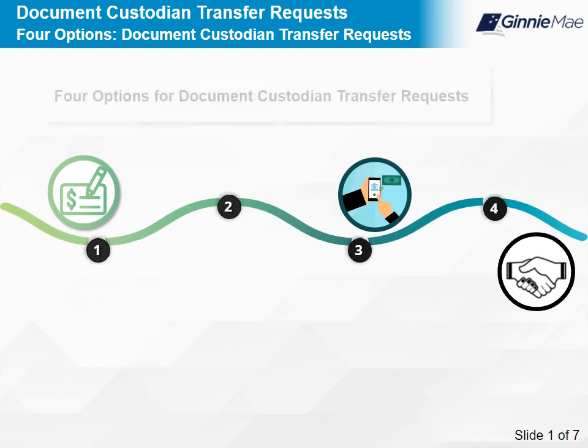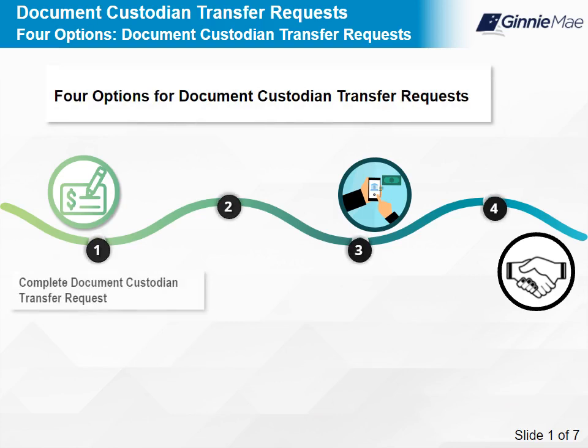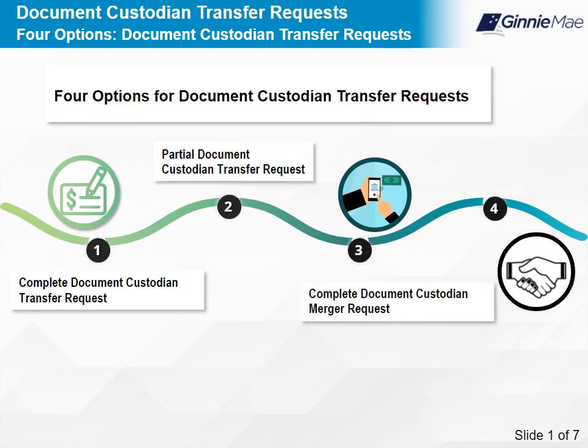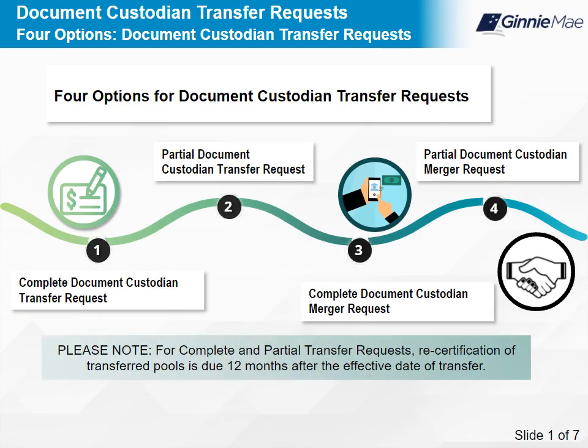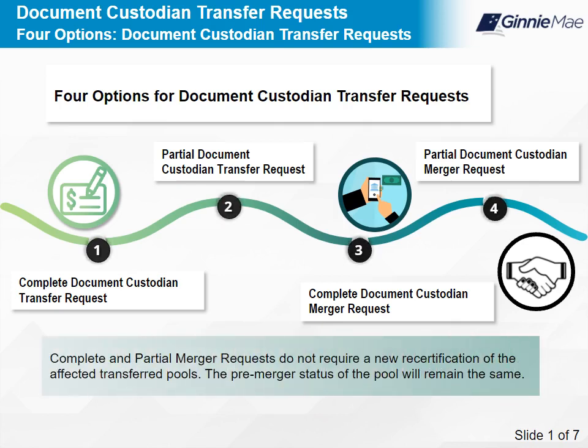There are 4 options for document custodian transfer requests as follows: complete document custodian transfer request, partial document custodian transfer request, complete document custodian merger request, and partial document custodian merger request. Please note, for complete and partial transfer requests, recertification of transferred pools is due 12 months after the effective date of transfer. Complete and partial merger requests do not require a new recertification of the affected transferred pools.